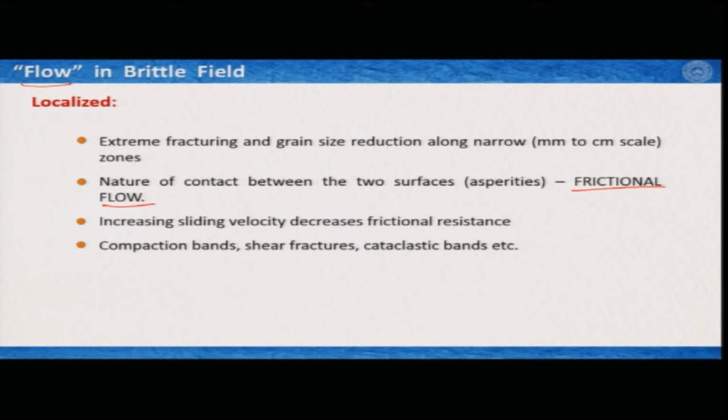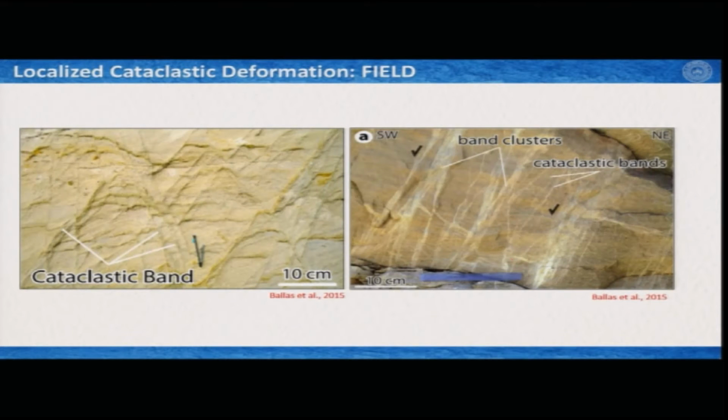And as an example of localized deformation, you can cite many. Compaction bands are there, shear fractures are there, and sometimes cataclastic bands are also included in the localized type of cataclastic deformation. We will learn all about this in the following slides. So, here are some examples of cataclastic deformation in the field.